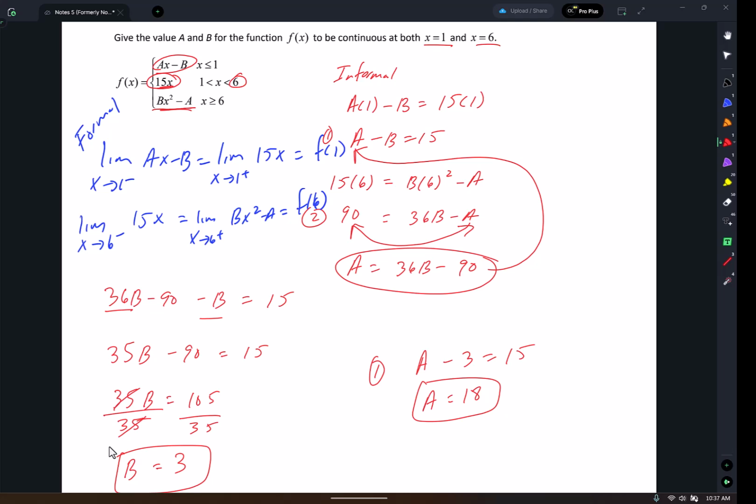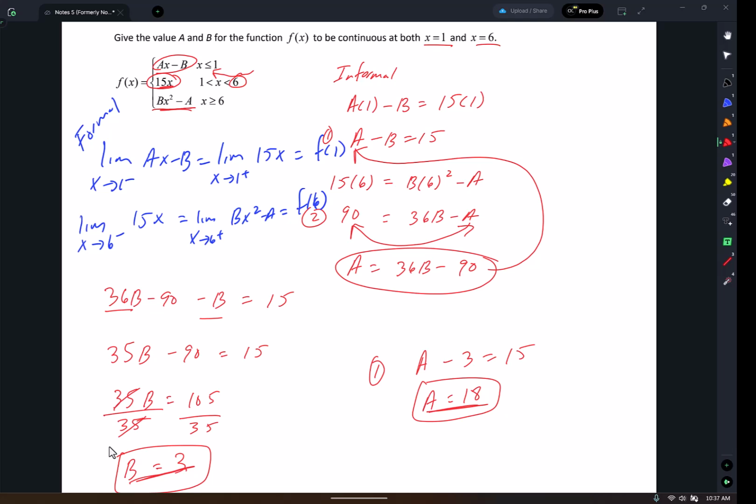Go for it, Rodriguez. Oh, you're just looking for a. Yeah, if a is 18 and b is 3, then that will guarantee that the top, ax minus b, will equal the 15x. Like the y values will touch. And because there's an equal sign on the top one, if the y values touch, then that means I'm continuous, because the limit equals that value.